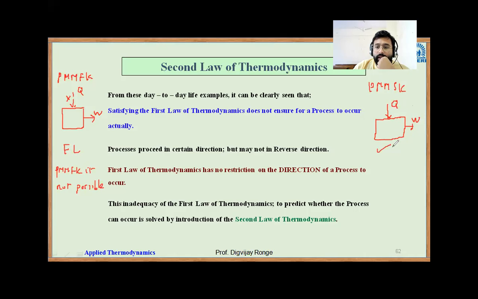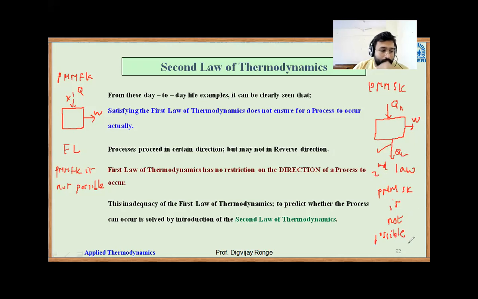Well, first law says that this machine is valid. All the heat energy is converted into work energy. But in actual it is not possible. Always and always there will be some heat loss to the surrounding. This will be heat QH and QL. So PMMSK, so second law says that PMMSK is not possible. Okay, so write this down.